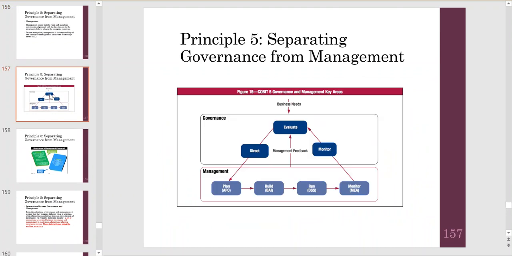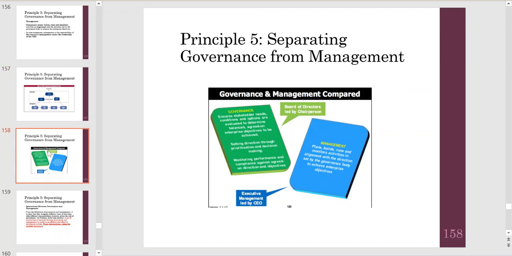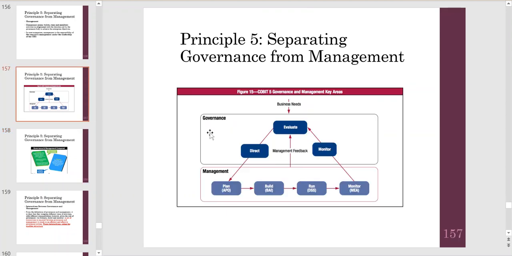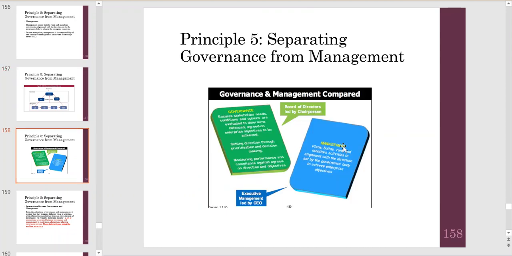Okay, this one. So it's very clear what the definition of governance and management means. We have EDM: evaluate, direct, monitor. We have four domains here. You can define it in this way. Usually governance is chaired by the board of directors, and management is chaired by the CEO.